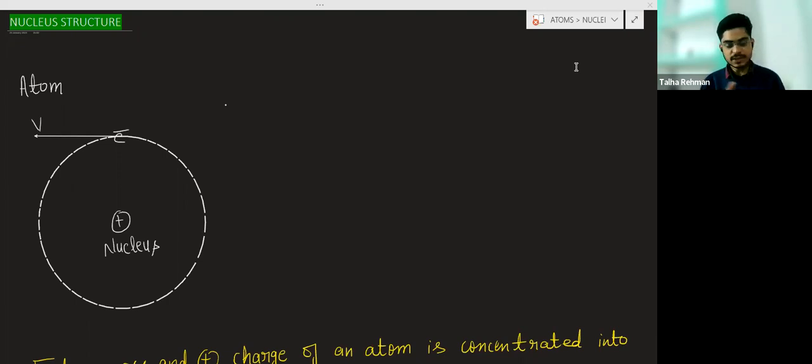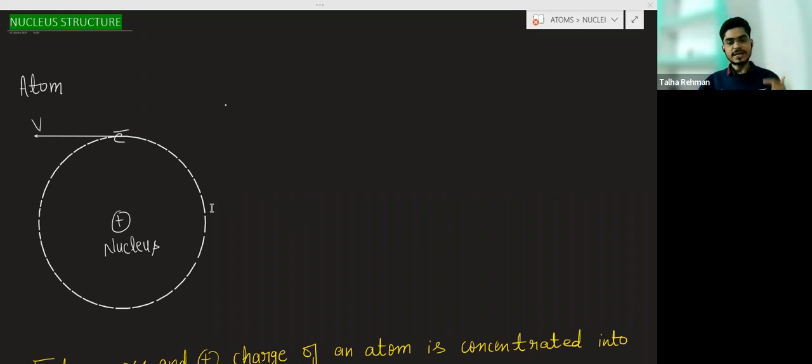What is the structure of the nucleus? Before that, we should know what is the structure of the atom. Earlier I told you about the atom. The last chapter was the atom. In that chapter we studied the structure of the atom. So basically, once again I am telling what is the atom and what is the structure of the atom.